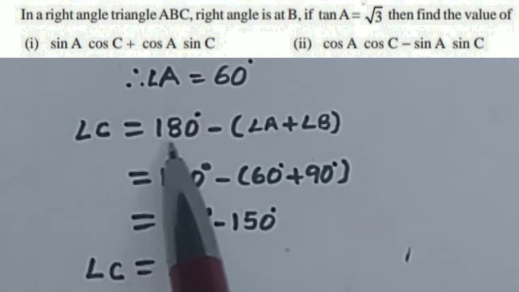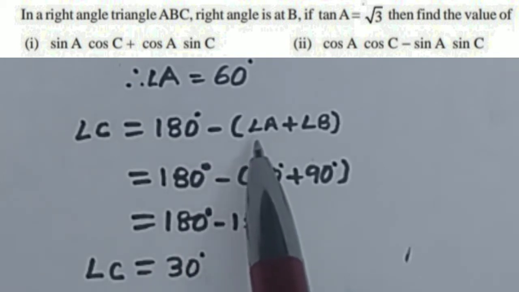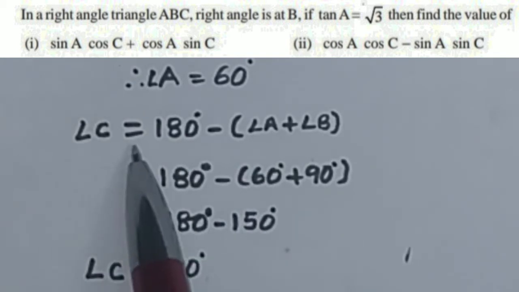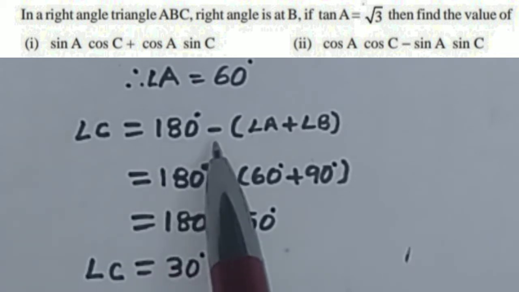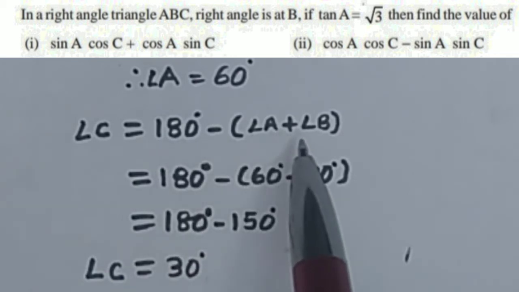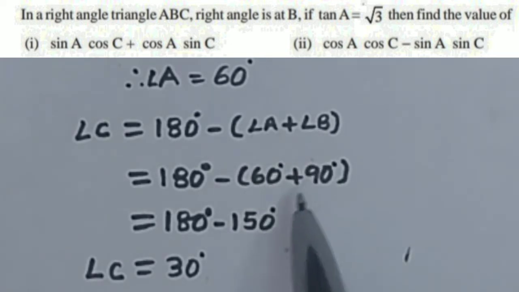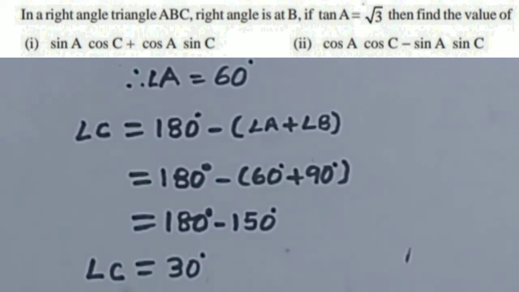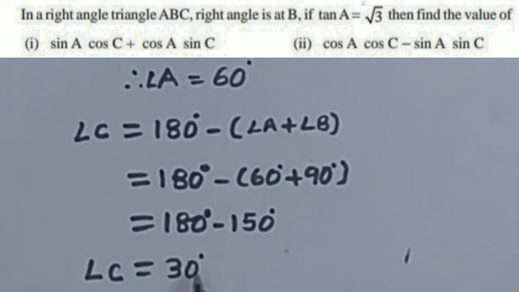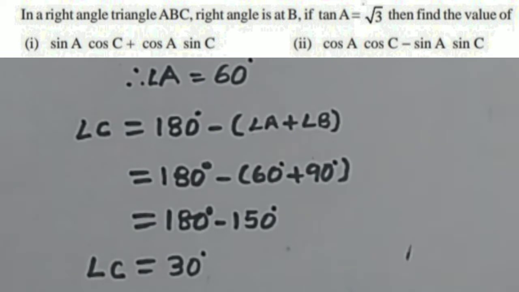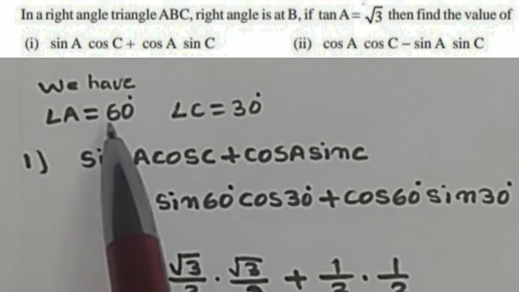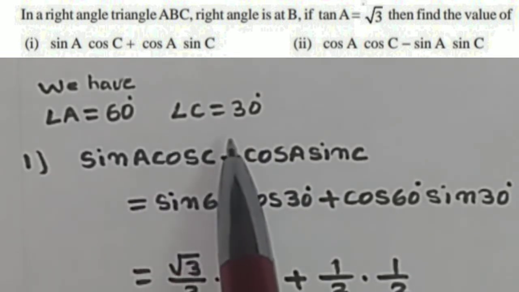Angle sum property: the sum of three angles is equal to 180 degrees. Angle C is equal to 180 degrees minus (angle A plus angle B). Angle A is 60 degrees, angle B is 90 degrees. 60 degrees plus 90 degrees is 150 degrees. 180 degrees minus 150 degrees is equal to 30 degrees. Therefore, angle C is equal to 30 degrees. We have angle A is equal to 60 degrees, angle C is equal to 30 degrees.